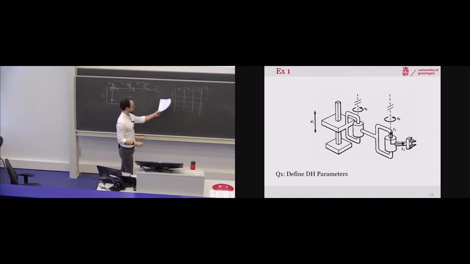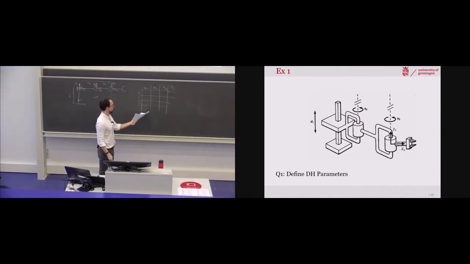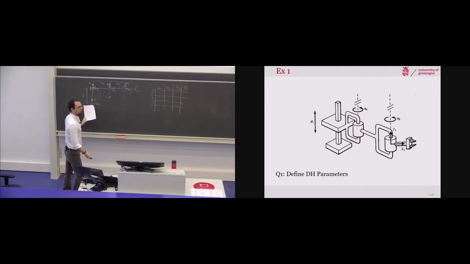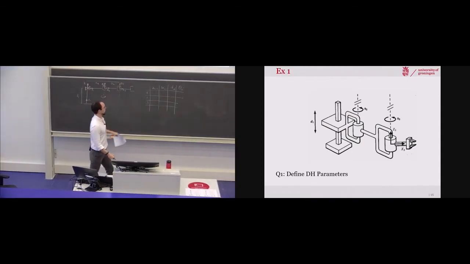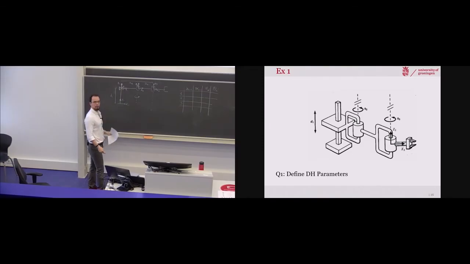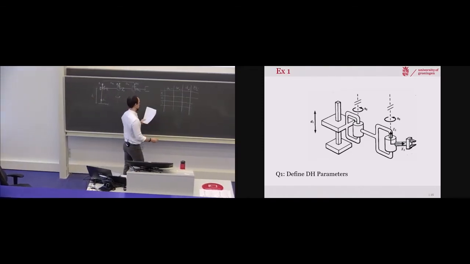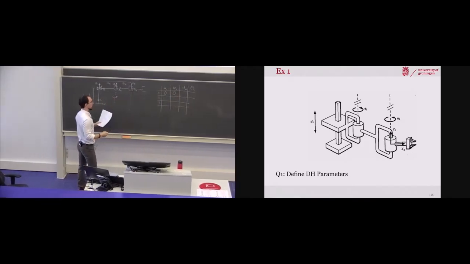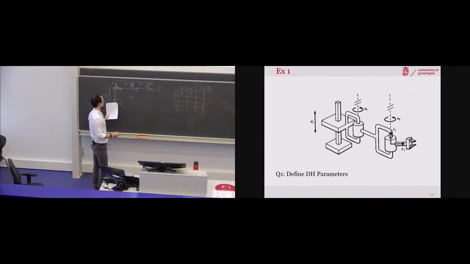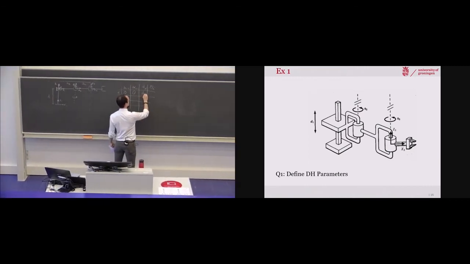So the questions to complete this table are basically the following. Is there any rotation around the x-axis to go from frame 0 to frame 1? No. Is there any displacement along the x-axis to go from frame 0 to frame 1? No. Therefore, here there is a 0, and here there is a 0. Then, is there any displacement along the z-axis to pass from frame 0 to frame 1? Yes, and it is exactly d1. And is there any rotation? No. So there is a 0.